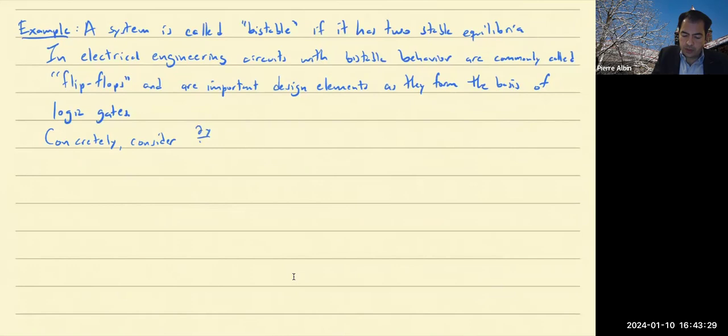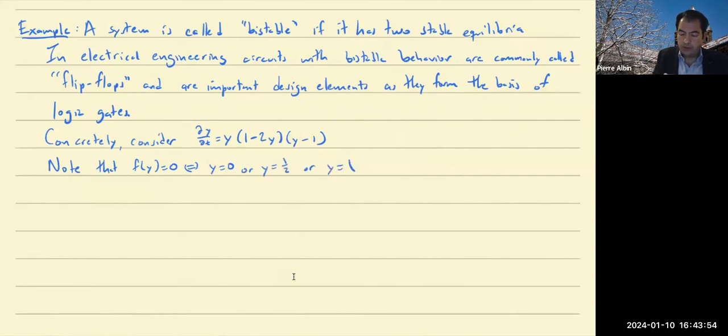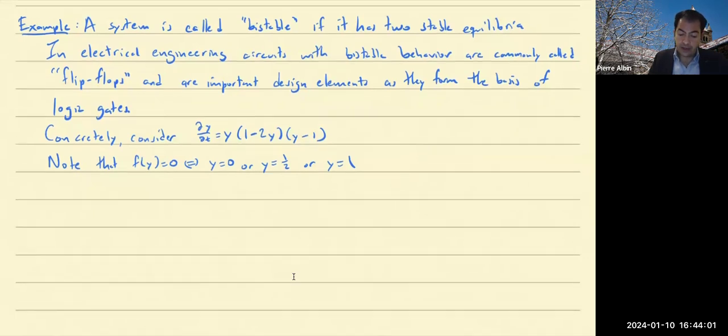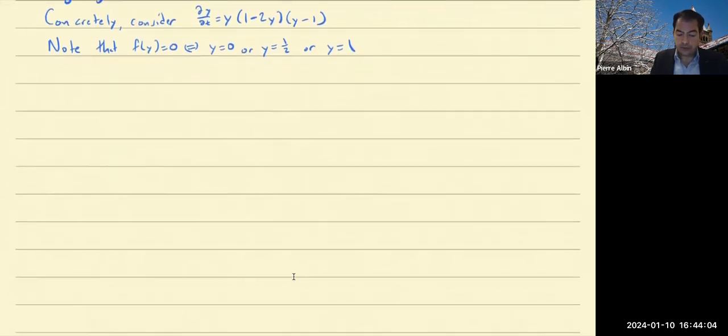Okay, so concretely, consider this equation: dy by dt is equal to y times 1 minus 2y times y minus 1. So note that f of y is equal to 0 if and only if y is equal to 0, or y is equal to 1/2, or y is equal to 1. So those are our equilibria. And we want to think about whether they are stable or unstable.